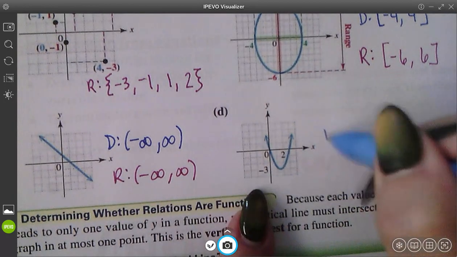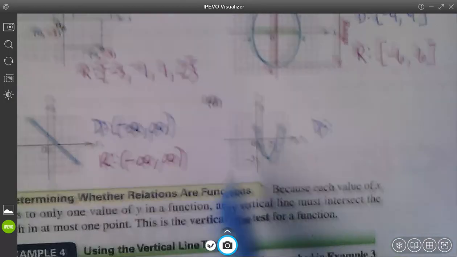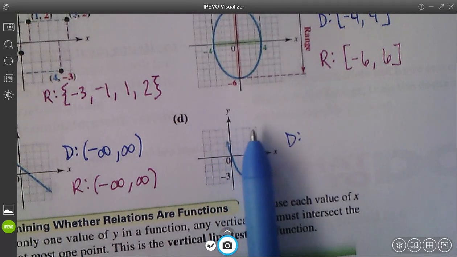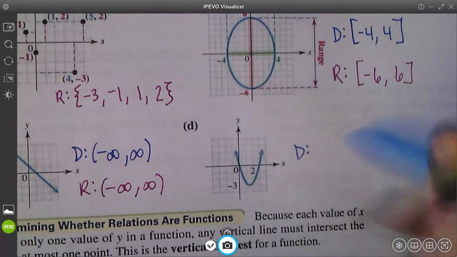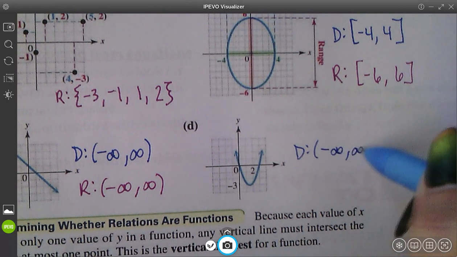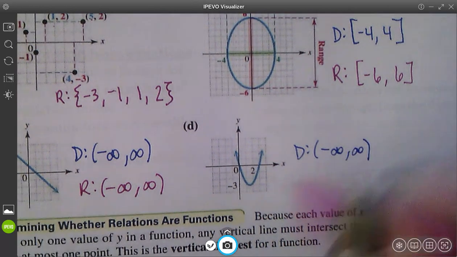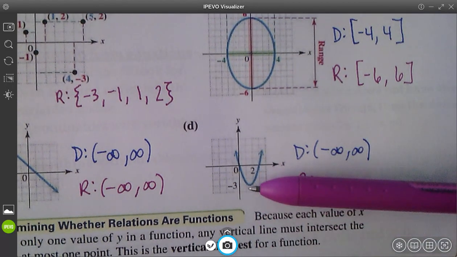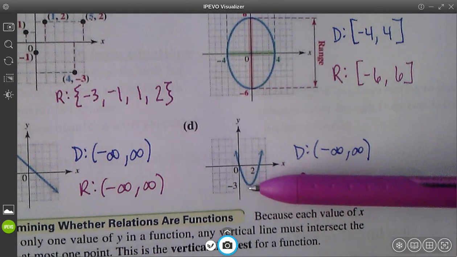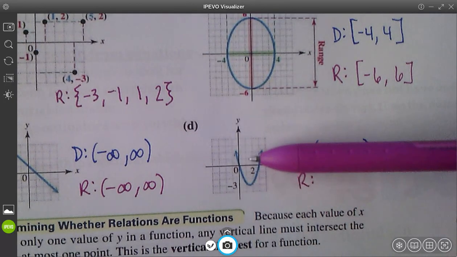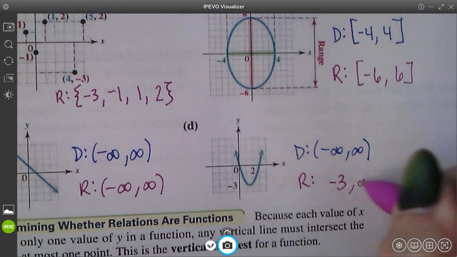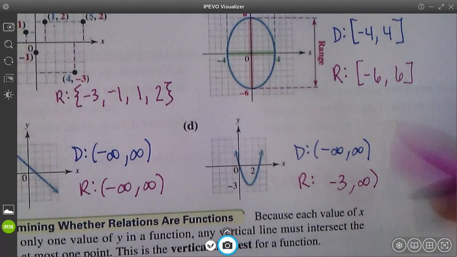D, domain. Go from left to right. The first thing you run across on this graph is an arrow, and the last thing you run across is also an arrow. So the domain is negative infinity to infinity. And the range, scanning from bottom to top. Bottom to top, the first y value that we encounter is -3, and the last one we run into is an arrow. So this range is going to go from -3 to infinity. Remember, infinities always get parentheses, and this -3 is going to get a bracket.